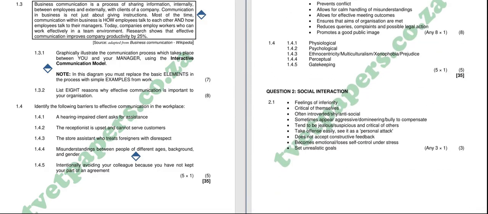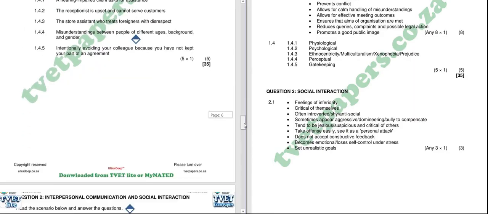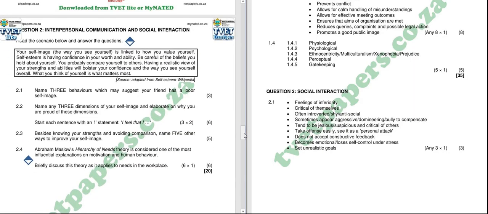Then this is obviously our first section. So we go to the next question now, which is question 5, interpersonal communication. Our question 2, interpersonal communication. Of course, the first question says name 3 behaviors which may suggest your friend has a poor self-image.